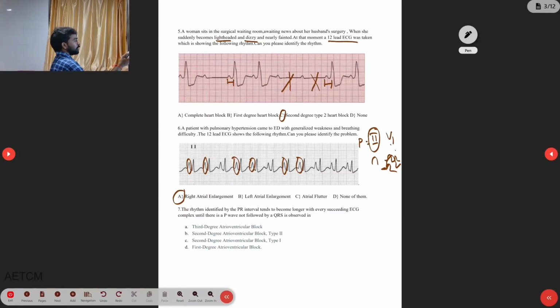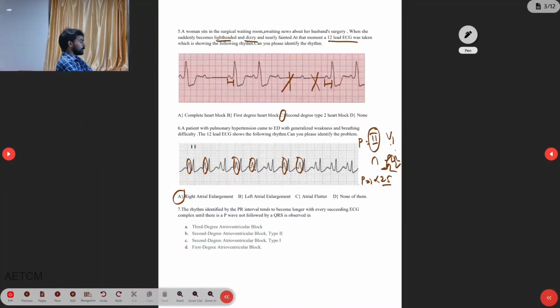But here you can see tall P waves are there. As we have discussed, the normal P wave height and width should end in less than 2.5 small squares. Here you can see this duration increased: 1, 2, 3, 4. So these are tall P waves, which is called P pulmonale. That is also called right atrial enlargement. So the sixth question's answer is option A, right atrial enlargement, because of tall P waves.